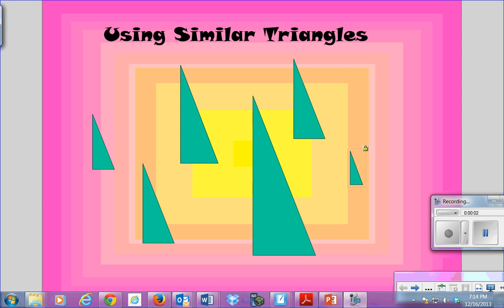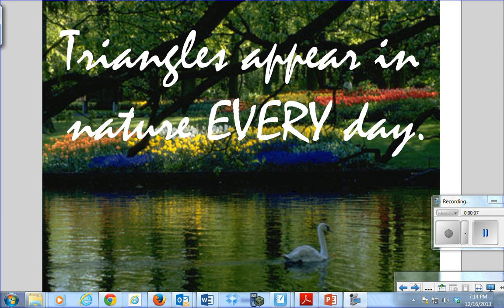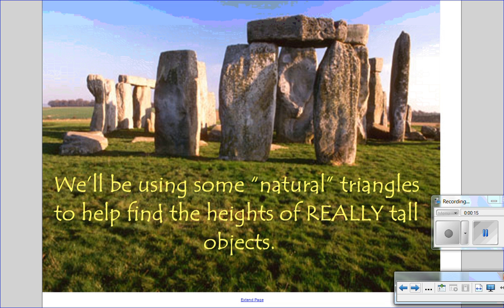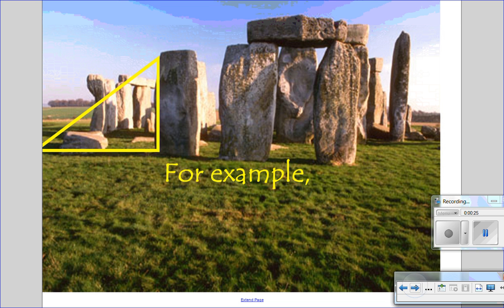We can use similar triangles to help us measure tall things. Triangles appear in nature every day, everywhere. For example, if you see Stonehenge, we can see that there are some triangles there. We're going to be using some natural triangles to help find the heights of really tall objects. And the stones at Stonehenge are extremely tall.